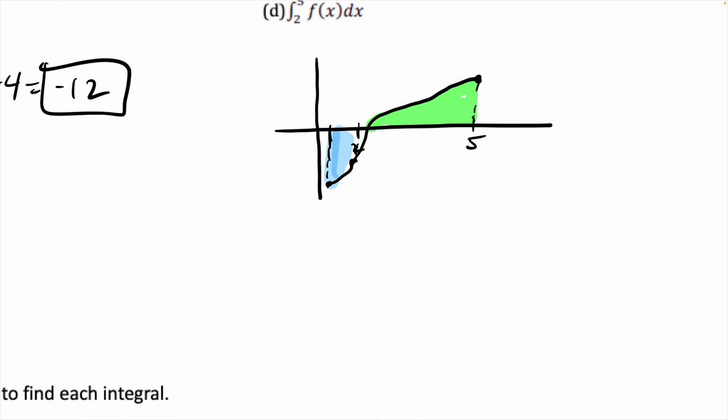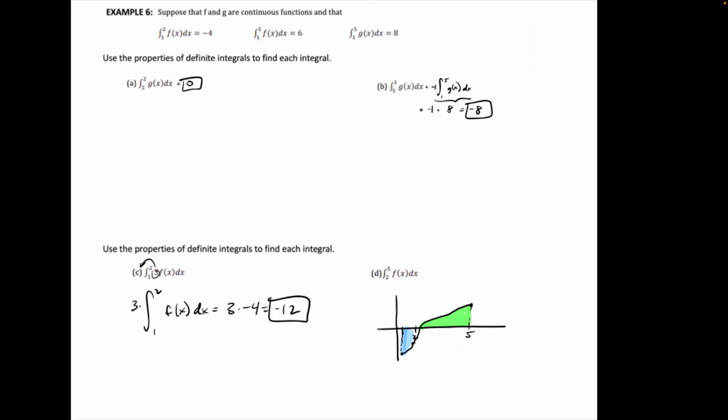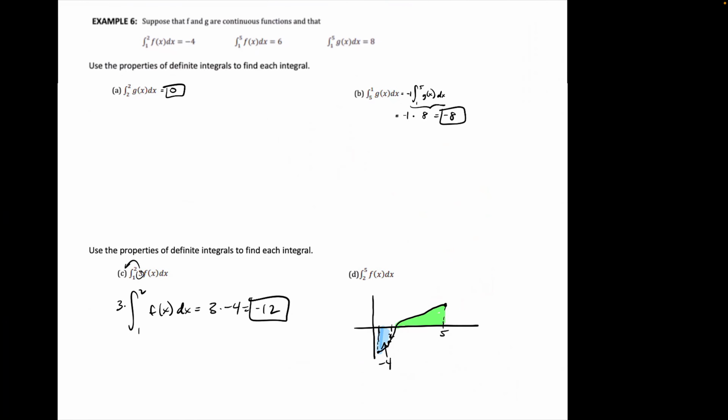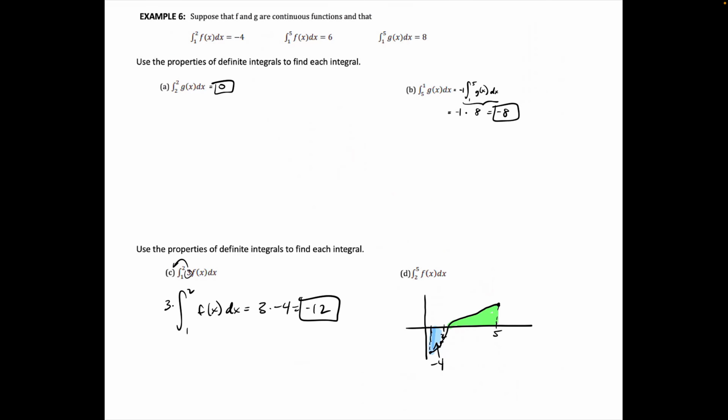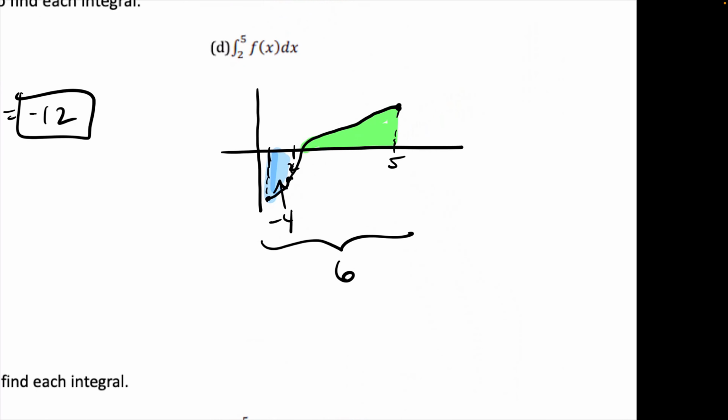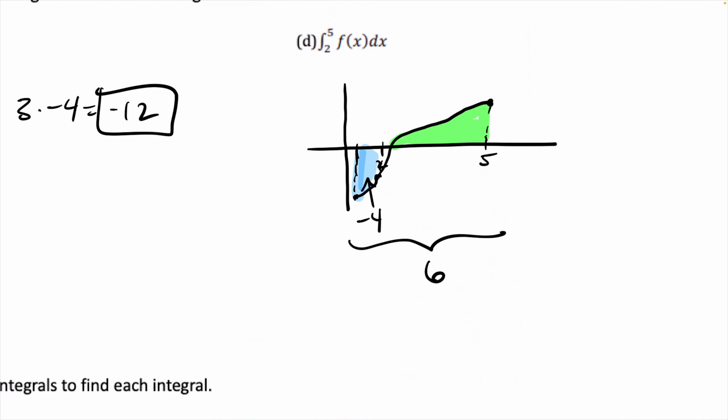So from 1 to 2, we got -4. And from 2 to 5, I don't know. But from 1 to 5, it's 6. So the whole thing is +6. So what do I do? Subtract the whole minus the piece. The whole is 6 minus the piece, which is -4. You get +10.